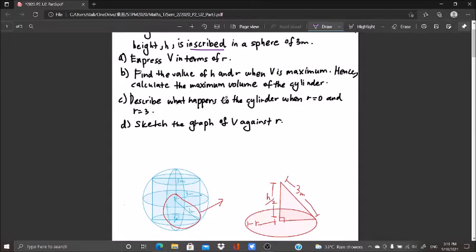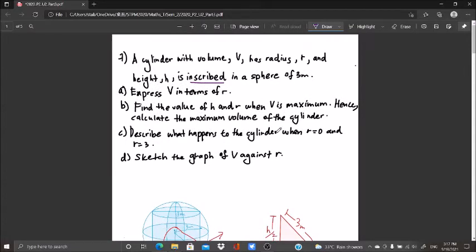If you don't understand the meaning of inscribed, you might think the cylinder is not touching the internal surface of the sphere. It will cause you a lot of difficulties because there are so many unknown variables inside, including your R, your H, and your V. That's the point. We need to know the meaning of inscribed. 7a: express V in terms of R. 7b: find the value of H and R when V is maximum.